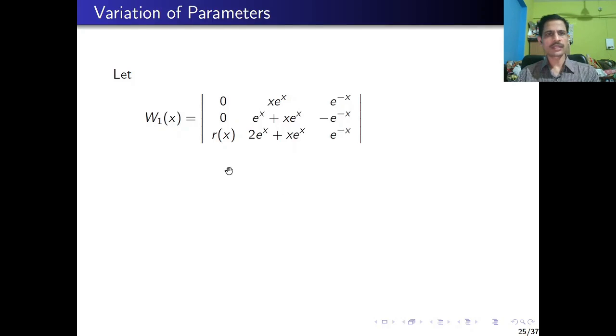We are interested in computing this determinant. This determinant, we call it W1(x), that is equal to the 3 cross 3 matrix obtained by replacing the first column of our Wronskian determinant matrix by 0, 0, r(x), and then we calculate the determinant of this. So we get minus r(x) times (2x plus 1). When you multiply this, you get this.